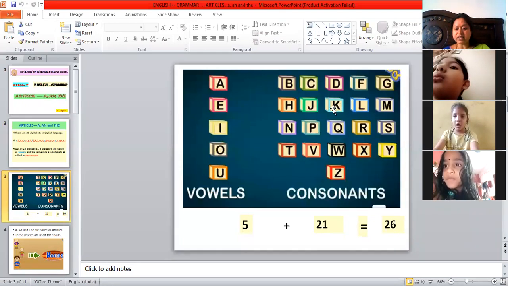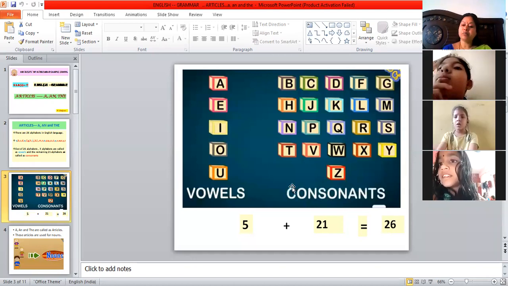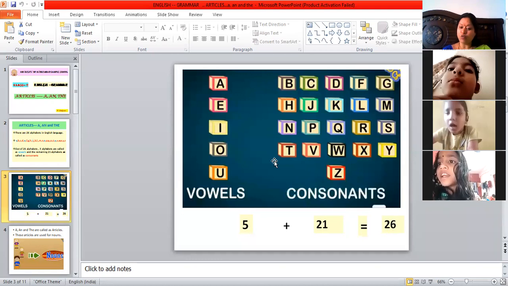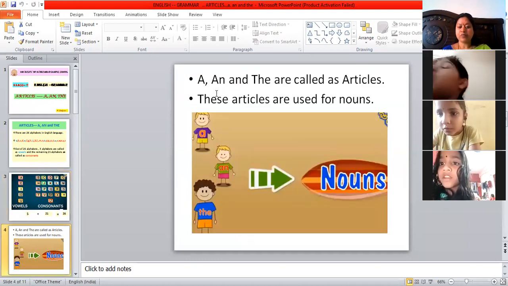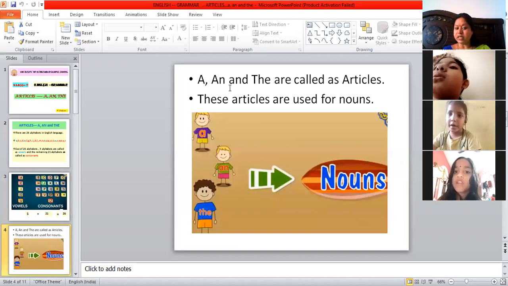And the remaining alphabets are these. These are called consonants. So, 5 plus 21, total 26 alphabets. Why I'm explaining this is: before learning articles, you should know how many vowels and how many consonants there are and what they are. Now, a, an, and the are called articles. Children, try to remember.